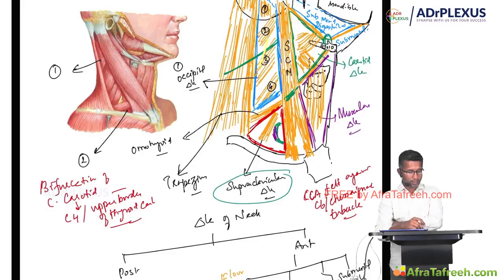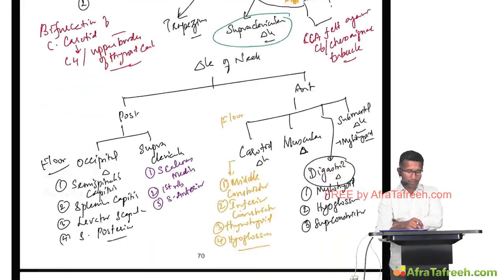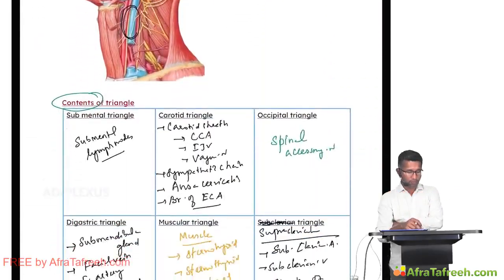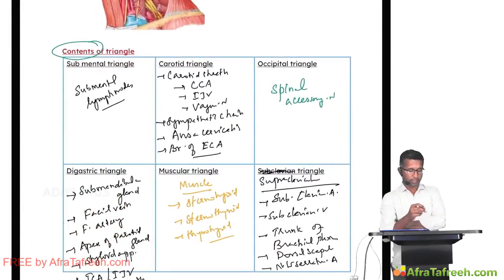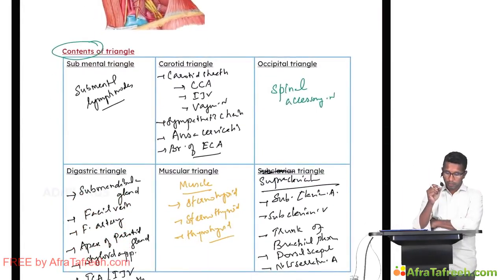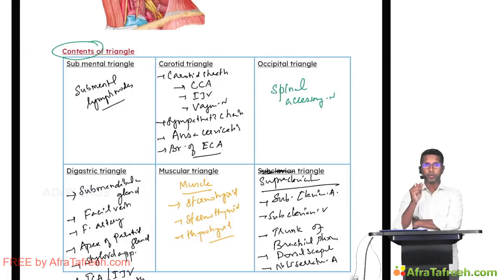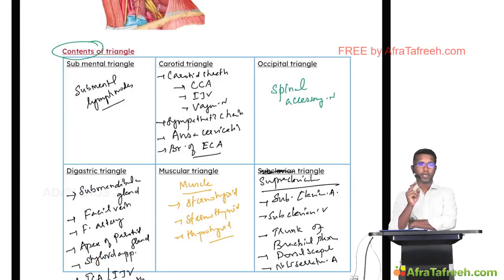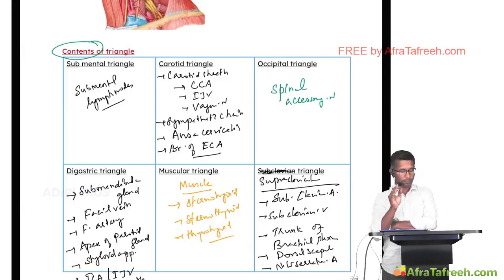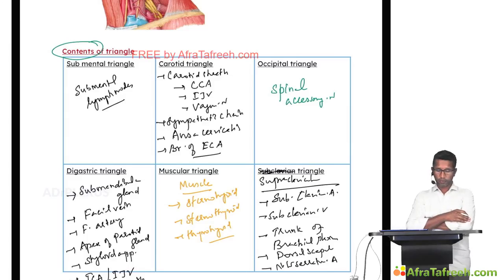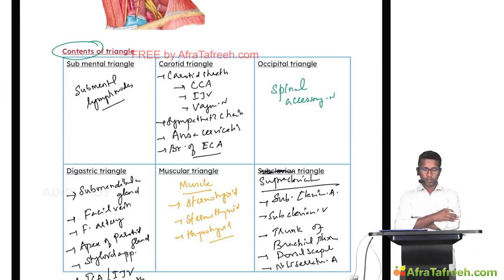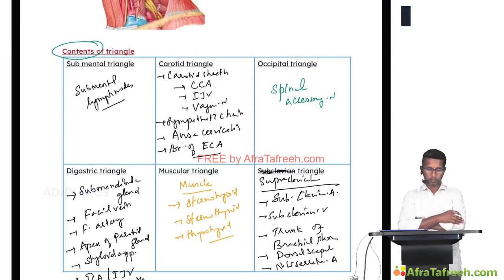I think reasonably we have covered the triangles. Maybe we may not have covered them line by line, but these are the important things to be noted. The most important triangles are two: one is the carotid triangle, another one is the digastric triangle. Please revise these triangles, and we will close the session now.